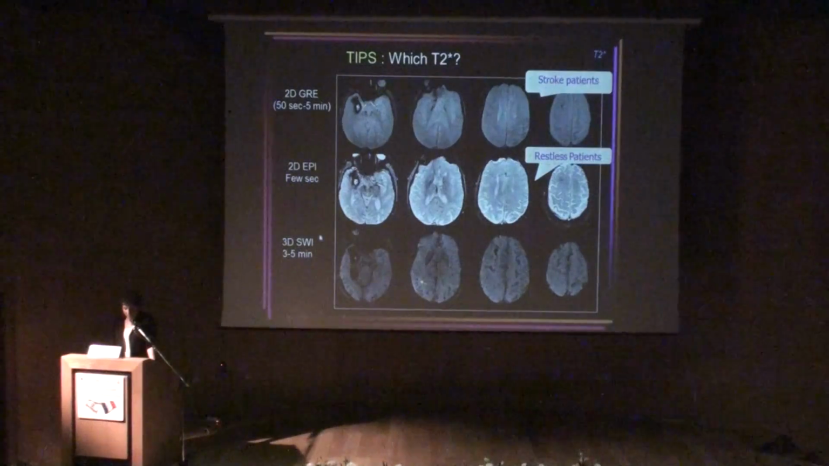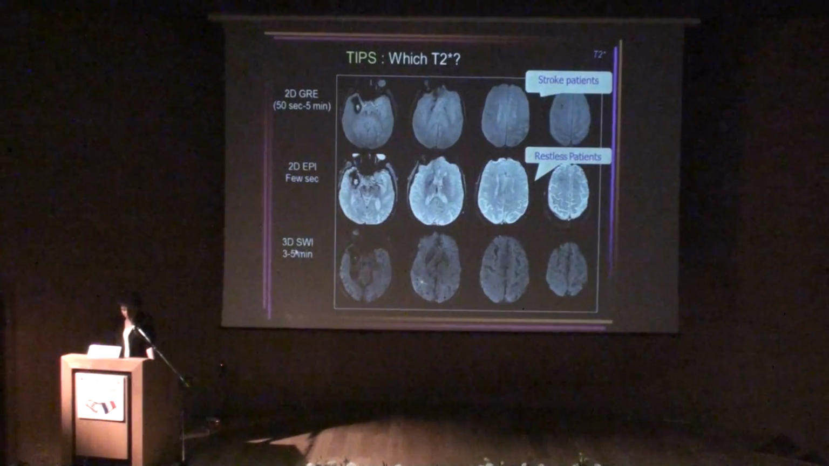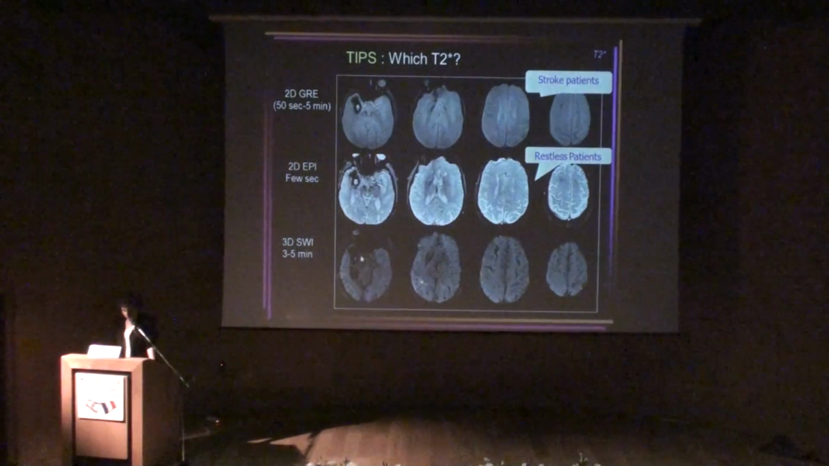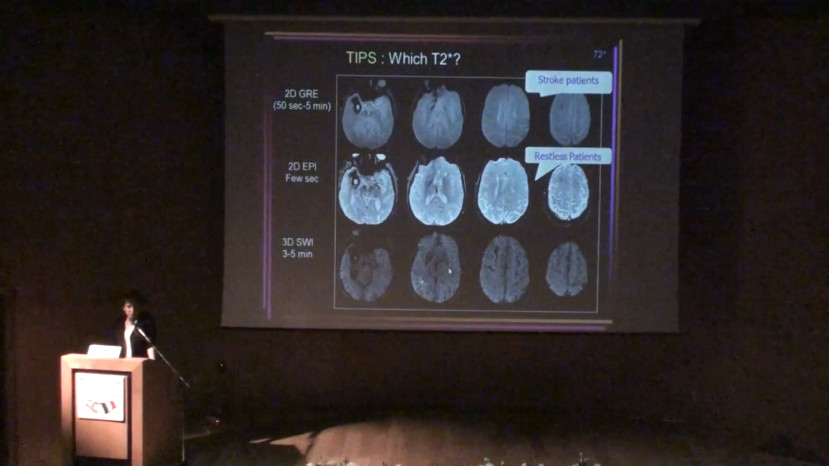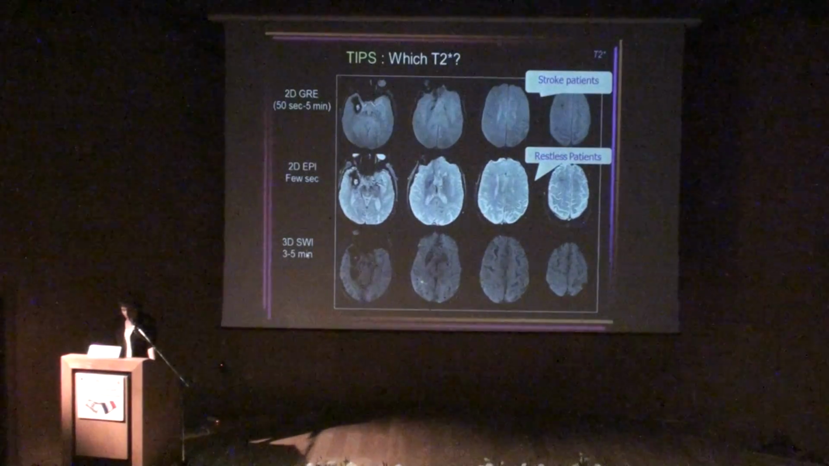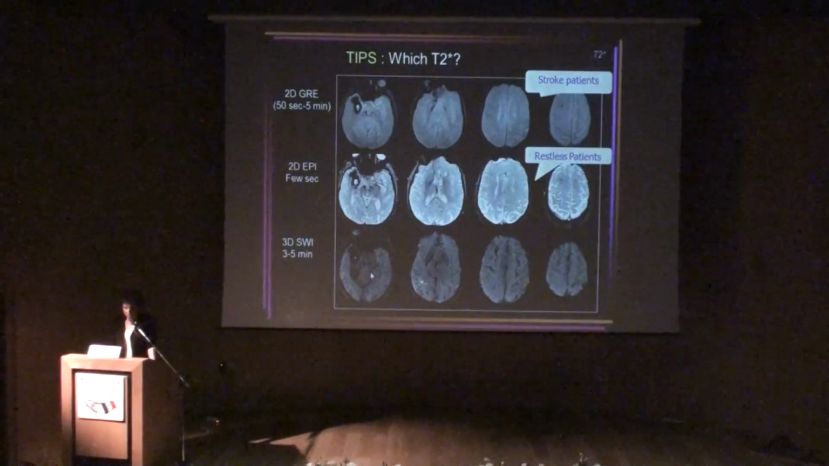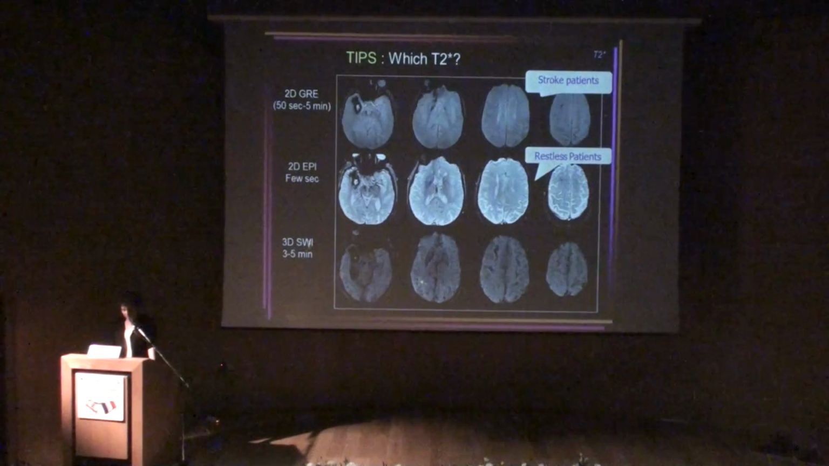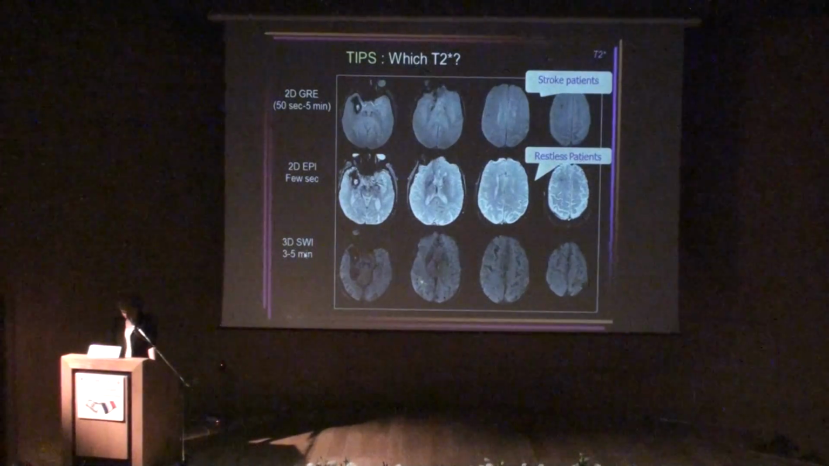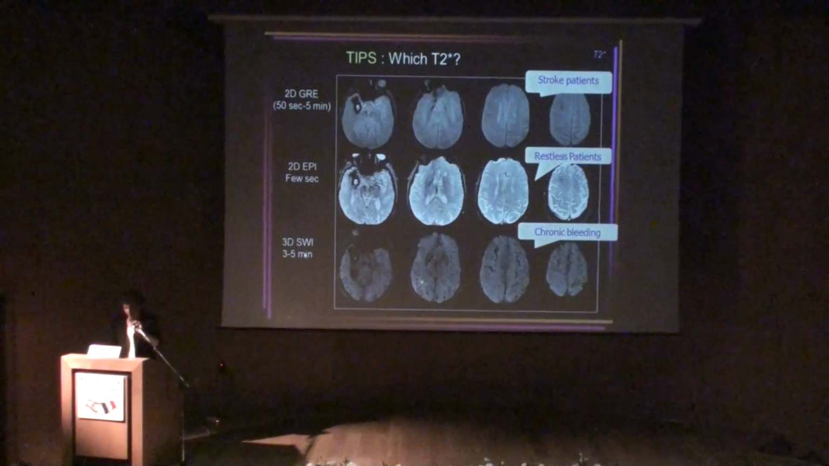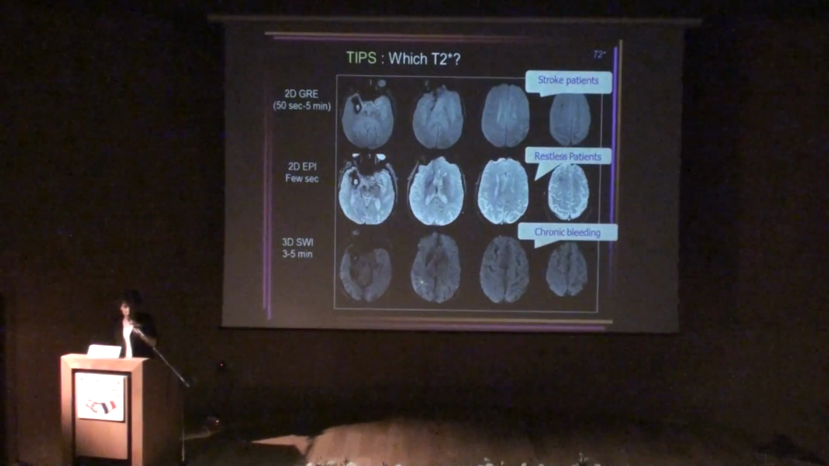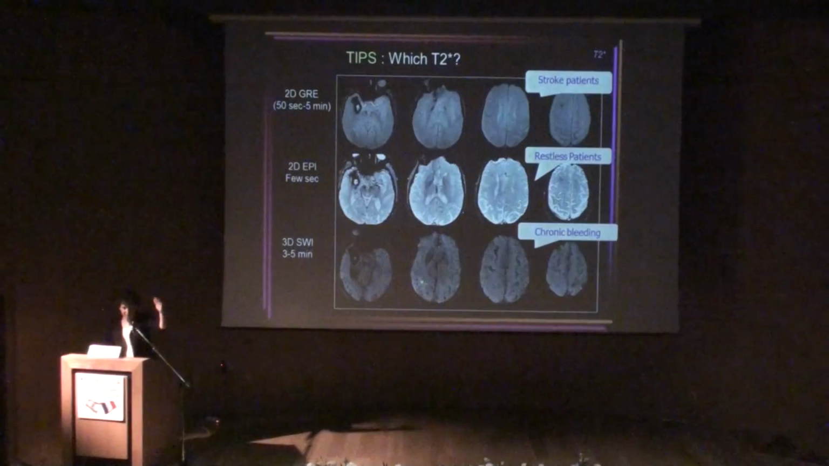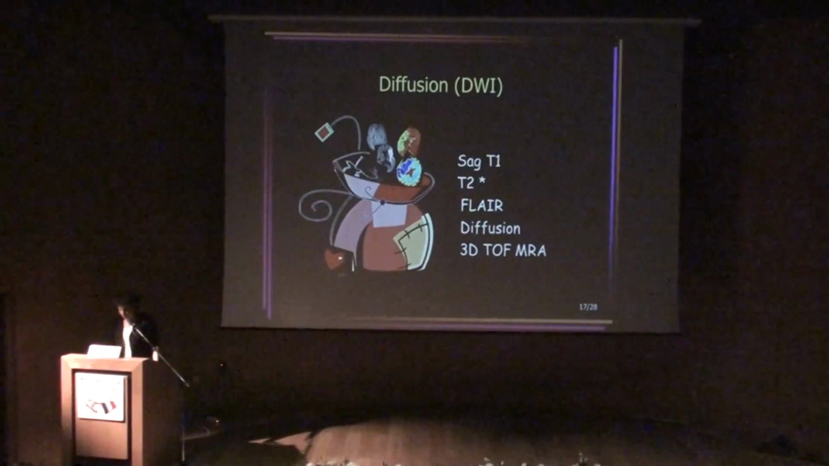And the last one that David talked a lot about is the susceptibility weighted imaging. And here is an illustration of amyloid angiopathy. And of course, it's much more sensitive than anything else, but it lasts 3 to 5 minutes. So choose whatever you want, but adapt it to the patient's situation.